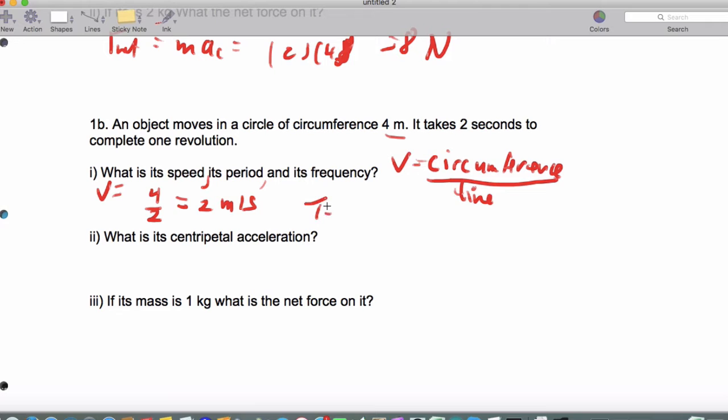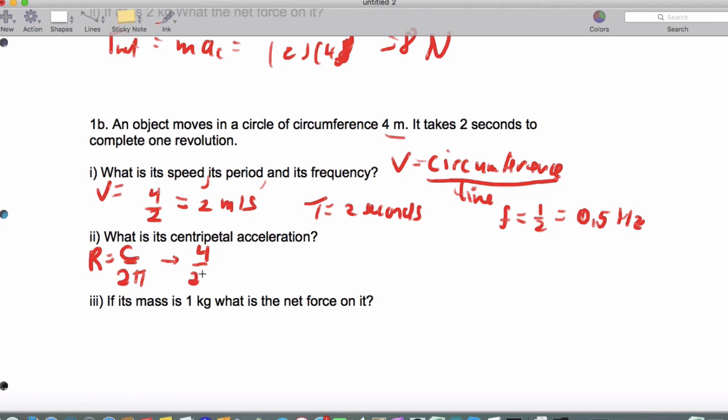Now its period is going to be 2 seconds. That's the time it takes. And its frequency is going to be 1 over 2, which is 0.5 hertz, something we wouldn't think about, but it is possible to calculate it for a circle. Now its centripetal acceleration, let's get the radius because we're going to need that. So the radius is going to be the circumference divided by 2 pi. And so that's going to be 4 over 2 pi, which is 2 over pi.